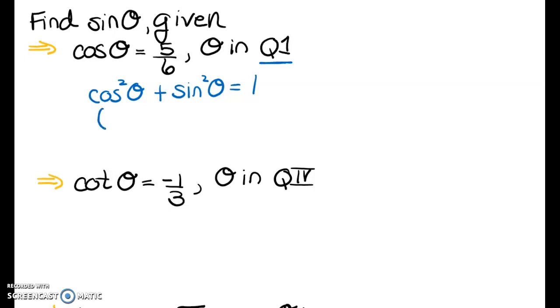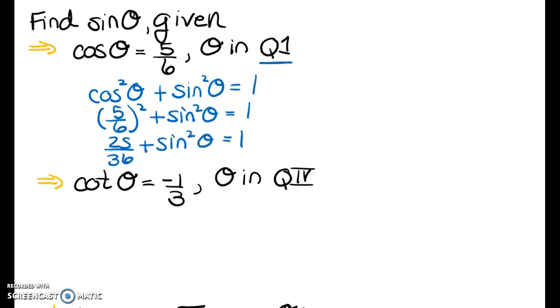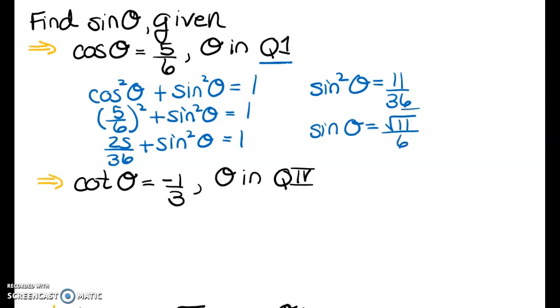So I am going to say 5/6 squared plus sine squared equals 1. 25 over 36 plus sine squared equals 1. And when I subtract, I get sine squared equals 11 over 36. So remember, sine is positive in quadrant 1, so when I take the square root, I'm going to use the positive answer. So I'm going to get a positive radical 11 over 6 as an answer.